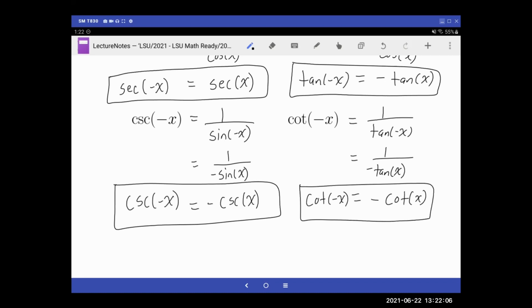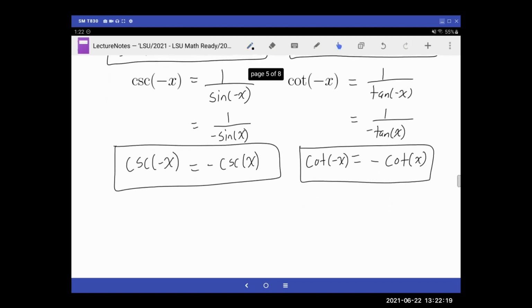Okay, so cosine and secant are the two even ones. Sine, cosecant, tangent, cotangent, those are all odd. Okay, so those are the even and odd identities.